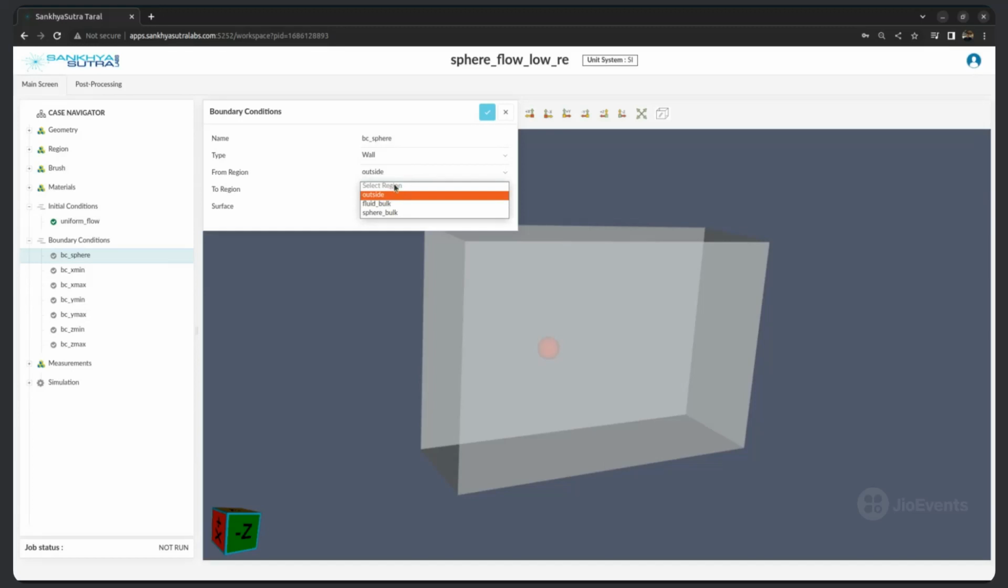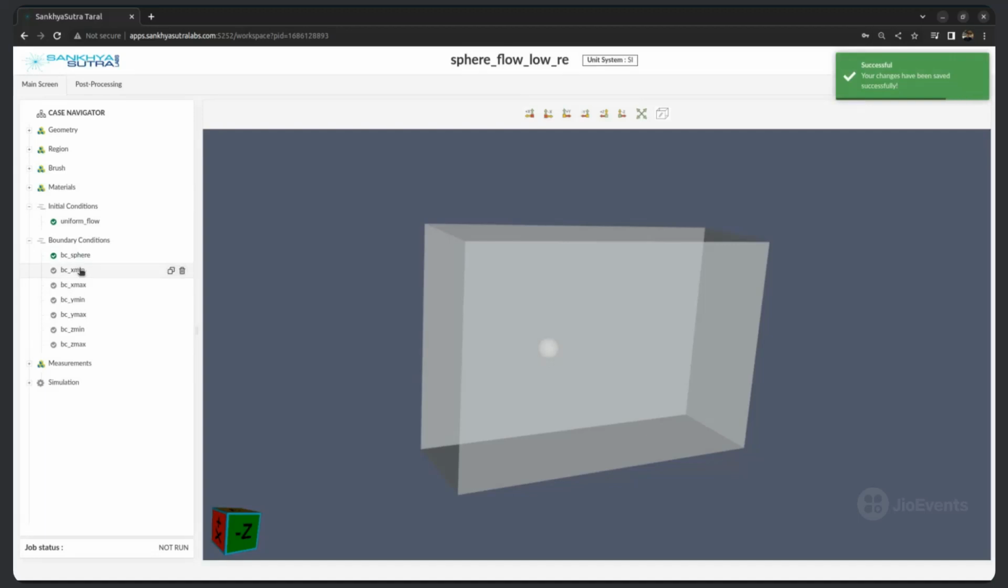So the rule of thumb is that you set up the from region as the vacuum region, vacuum type, and the to region as the simulate type. So here for the sphere surface, my vacuum region is the sphere bulk, and the simulate region is the fluid bulk, and the surface is set up for the sphere, which is highlighted in red.